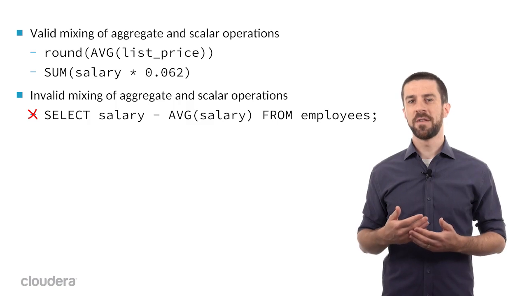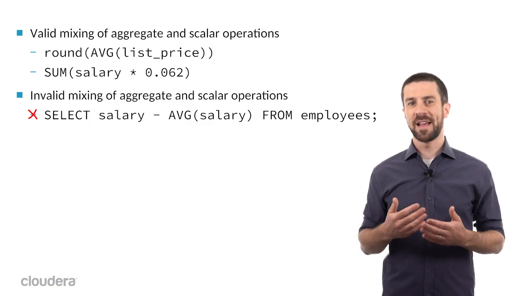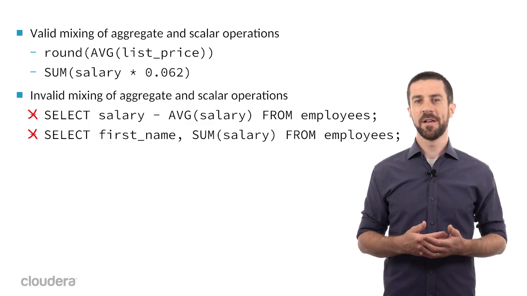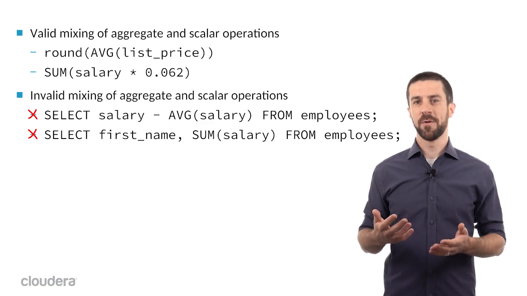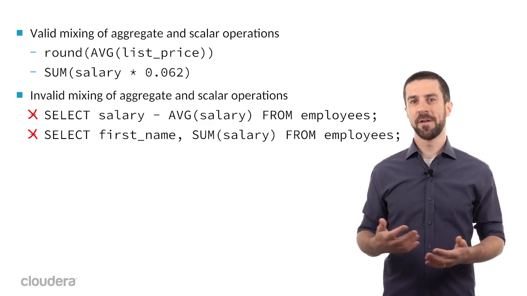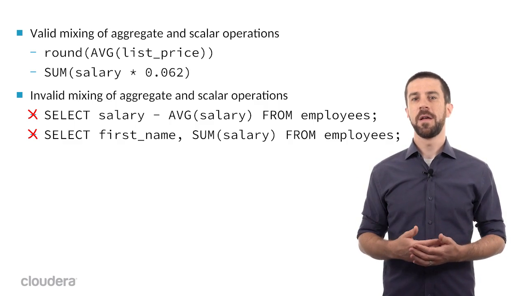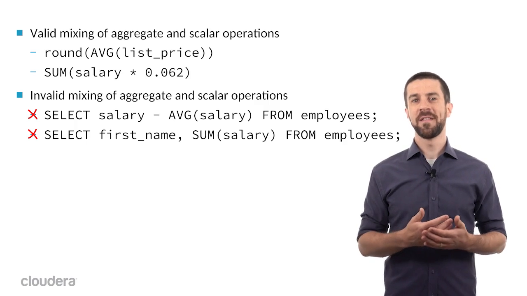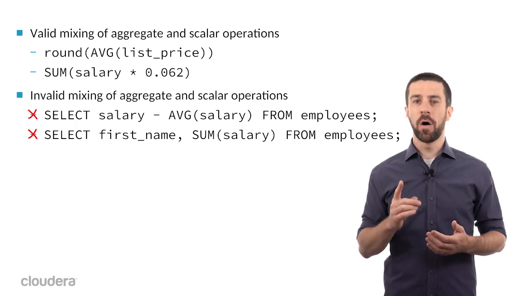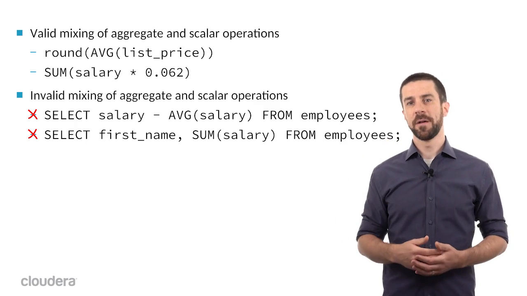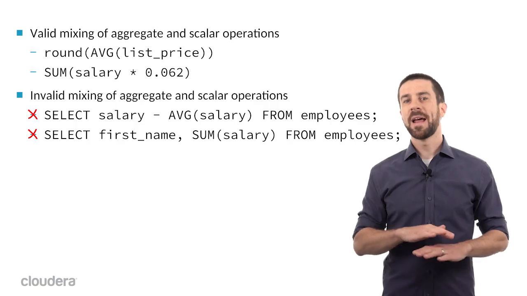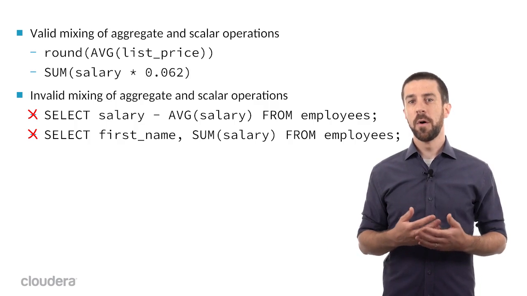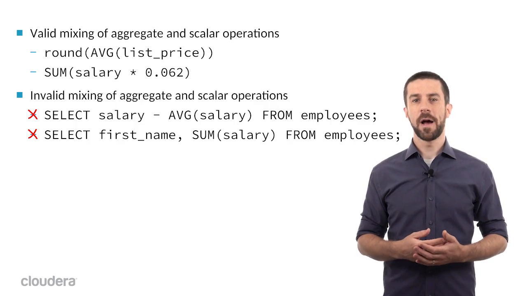Also, you cannot use scalar and aggregate expressions together in a select list. For example, this query has two items in the select list. The first is just the column reference first_name. That evaluates as a scalar expression. It returns a value for each row in the employees table. The second is the aggregate expression SUM(salary). That returns just one row that aggregates all the salary values in the employees table. You cannot use both of these types of expressions together in one select list. Most SQL engines will throw an error if you try.